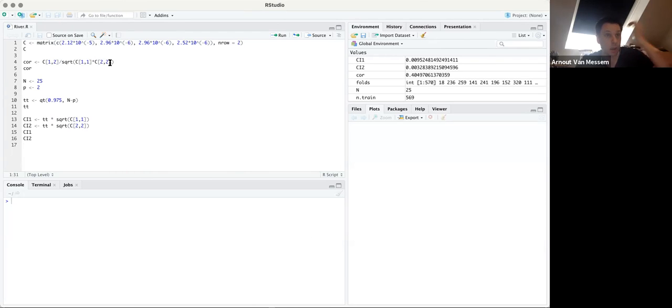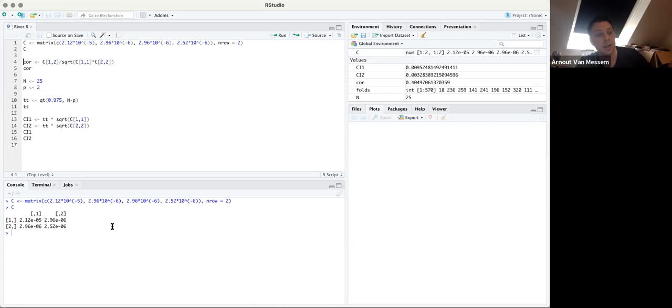So I here already coded the things. C, as you can see, is just the covariance matrix that you had on the slides. For the correlation, what you do is you take the off-diagonal element, so the 1, 2 element, which is the covariance, and then you divide by the root of the variances. If you do this, you see that the correlation is 0.4049. So if you round it, you go to 0.41 or 0.40, depending on how you do the rounding. So this was also what's in the slides.